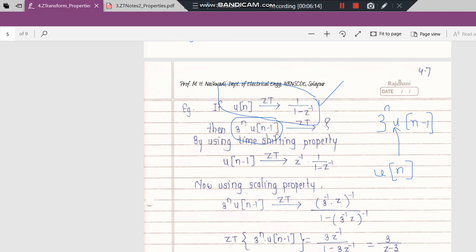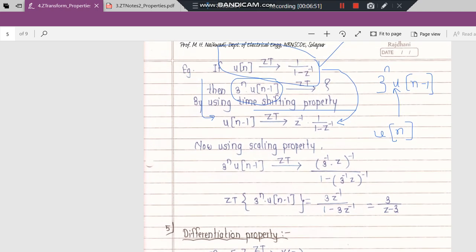First I use the time shifting property. By using it, I can change this Z transform 1 upon 1 minus z raised to minus 1 to z raised to minus 1 into X of z, because the time shifting property states that for n minus q, the transform is multiplied by z raised to minus q. Here q is 1, so I get z raised to minus 1. So in one step you directly get the Z transform of the time shifted signal.